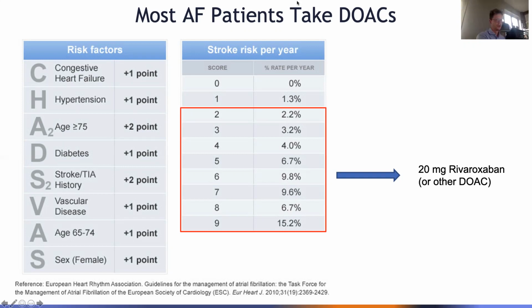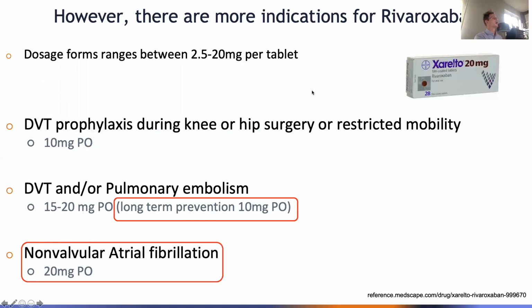But this is actually not the only indication where patients are receiving rivaroxaban. Rivaroxaban comes in tablet doses between 2.5 and 20 milligrams. And you already saw that patients with atrial fibrillation get the highest dose, 20 milligrams per tablet. But we also give this drug to people who are undergoing knee or hip surgery and have restricted mobility for a longer period and are at risk for DVT. So we give them 10 milligrams per day of rivaroxaban just to prevent a DVT, a deep vein thrombosis.